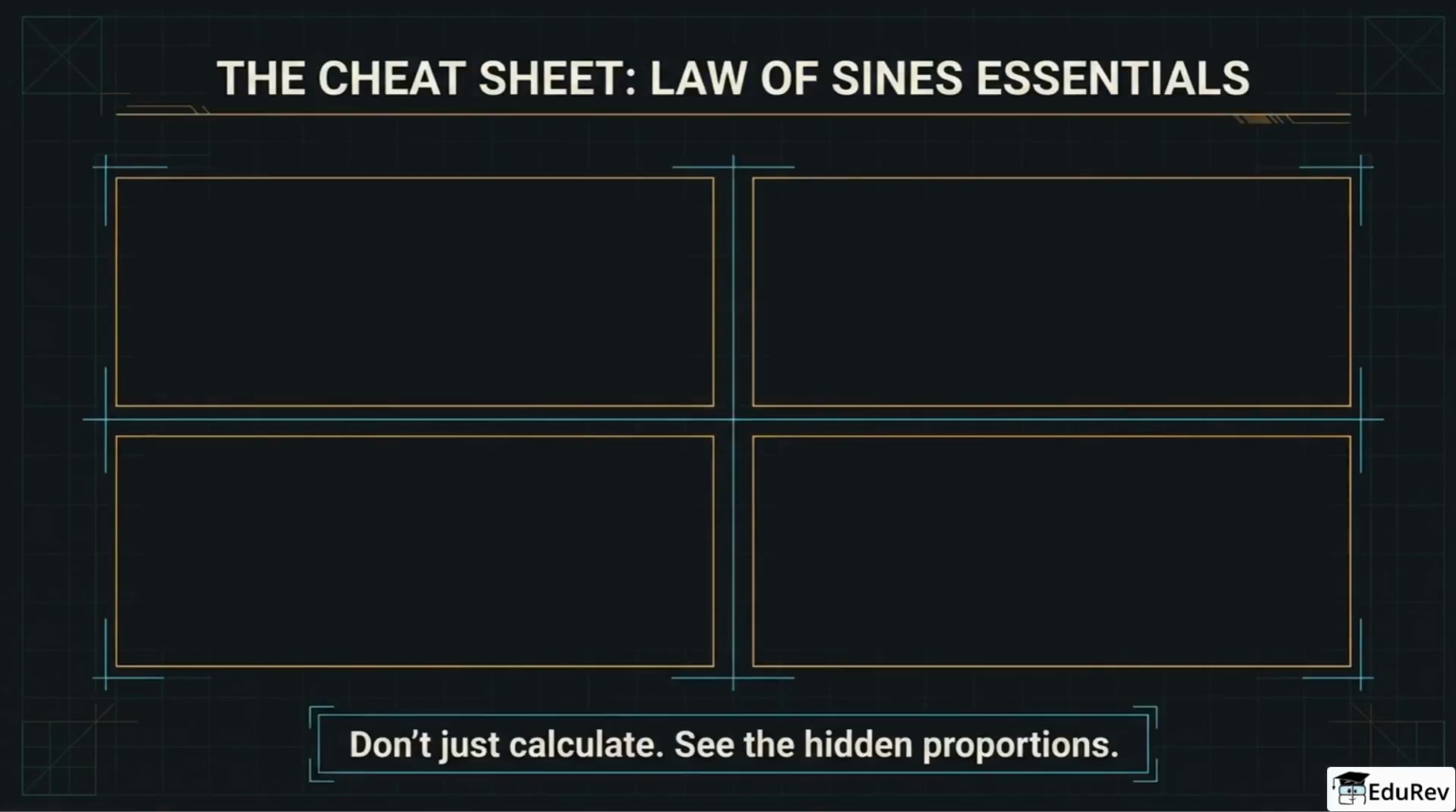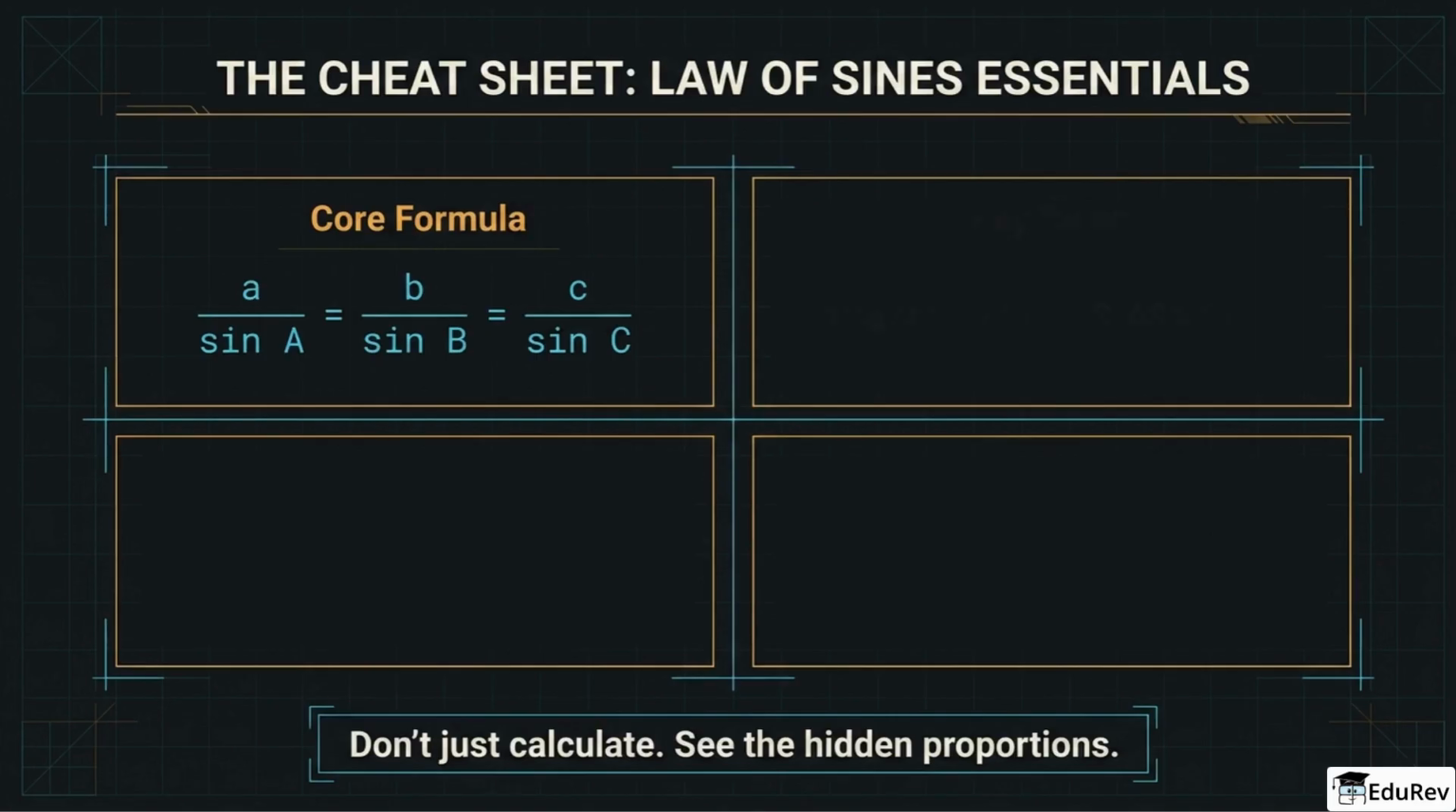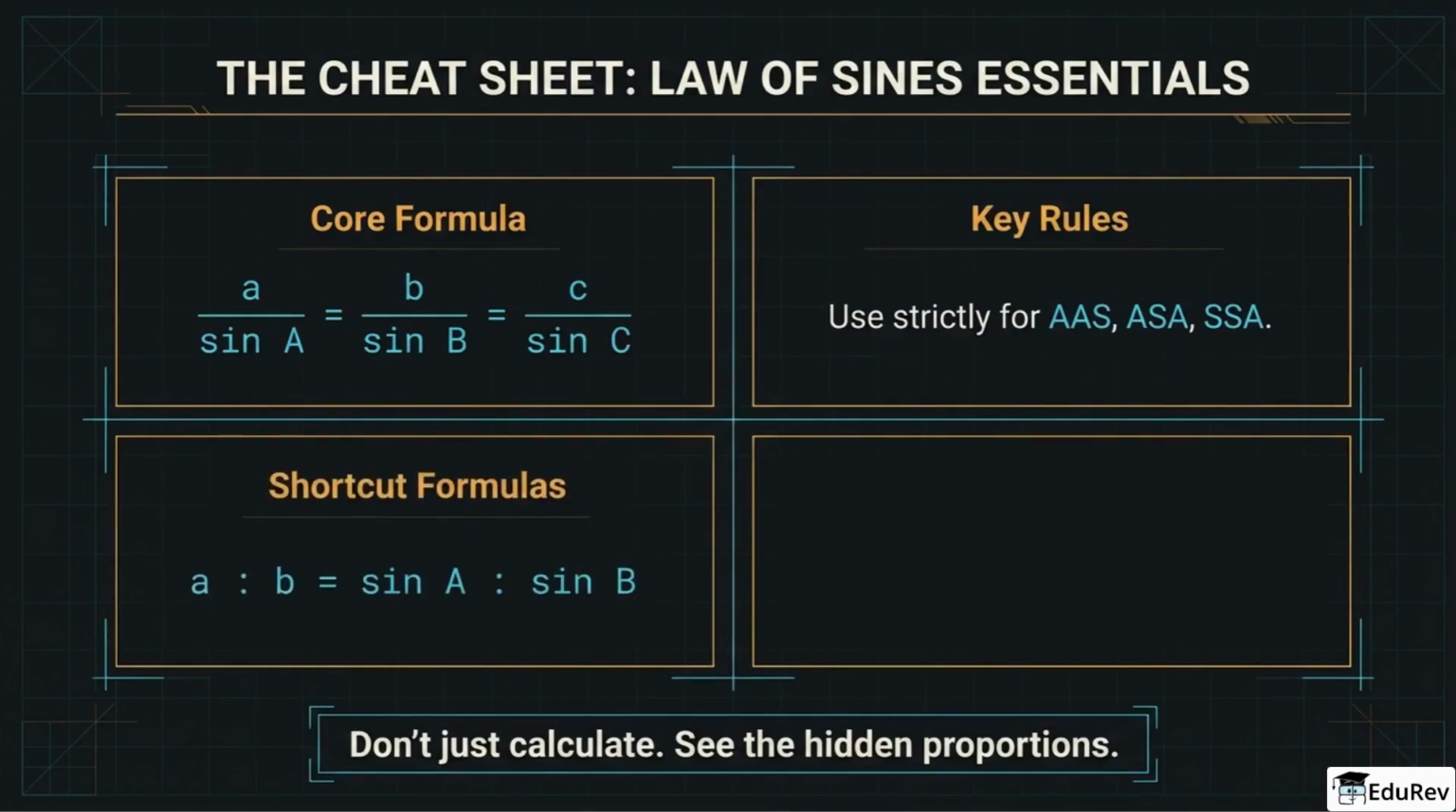The cheat sheet brings the full topic into one compact revision frame. The core formula is sine A over a equals sine B over b equals sine C over c. The rule applies cleanly to AAS, ASA, and SSA cases. And the shortcut is to think in side angle proportions rather than isolated values. The real insight is that SSA can yield 0, 1, or 2 possible triangles. So the answer is not always unique. If you keep that structure in mind, the law of sines becomes a reliable scoring tool instead of a formula to fear.